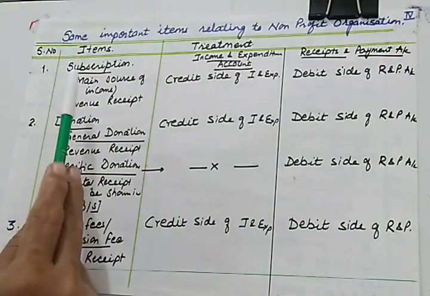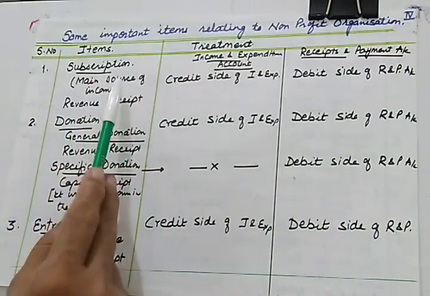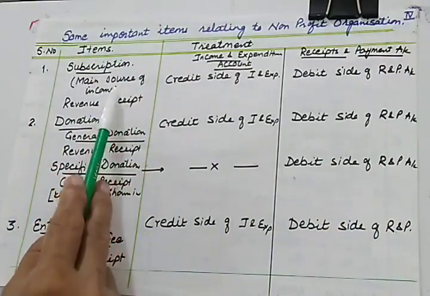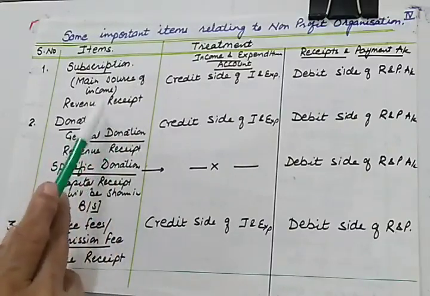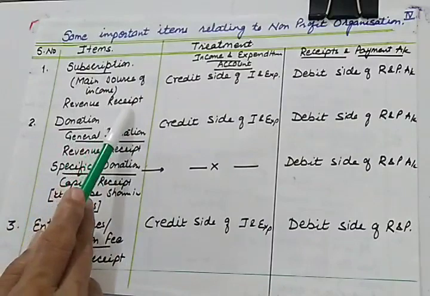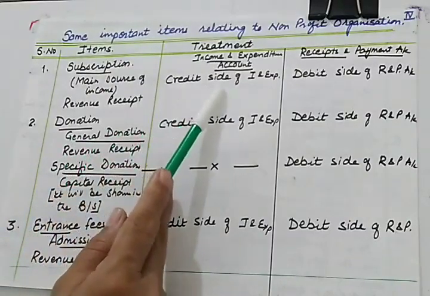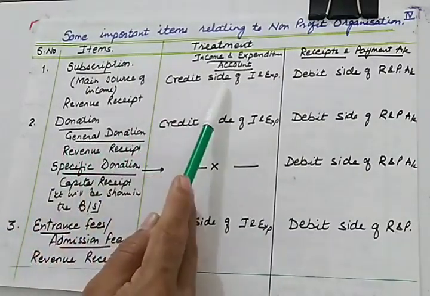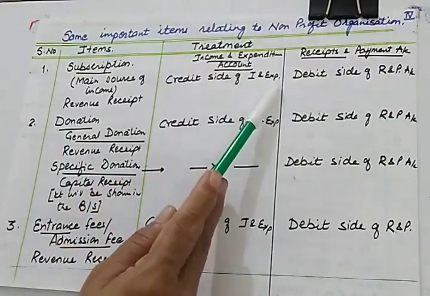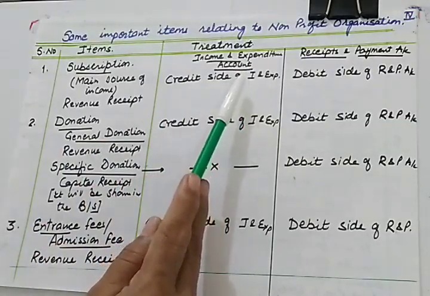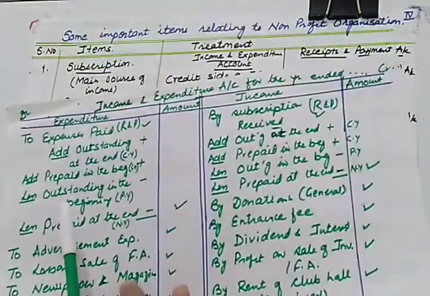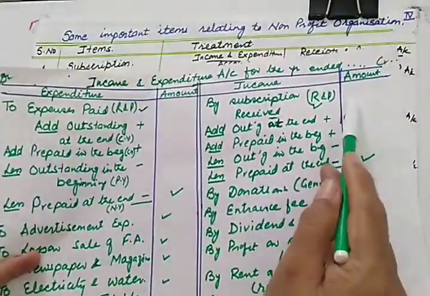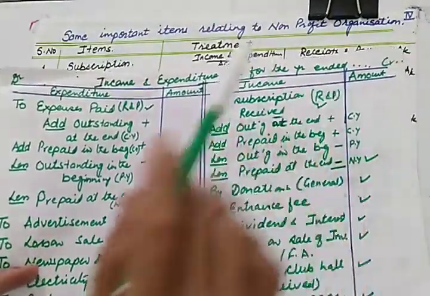First item is subscription. This is the main source of income of a non-profit organization, and it is considered a revenue receipt, or you can call it a recurring receipt. Because it's a revenue receipt, it will be shown on the credit side of income and expenditure account. We have seen the format of income and expenditure account.